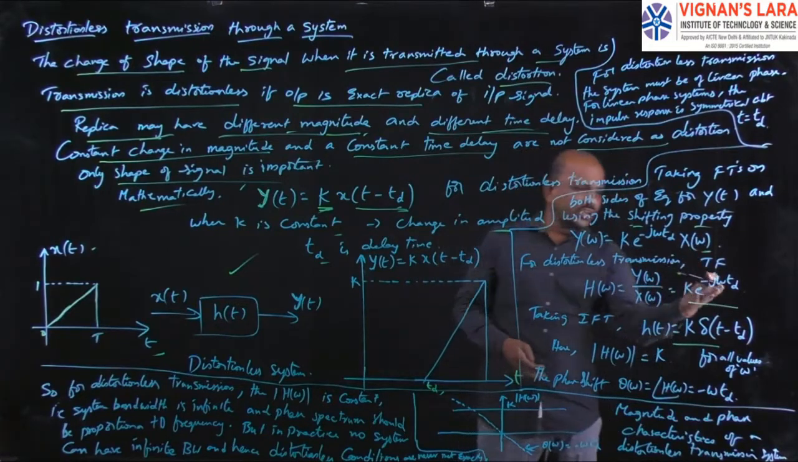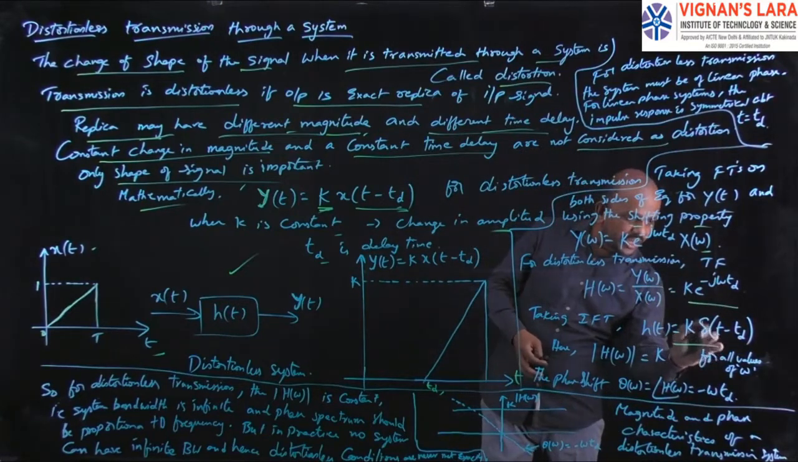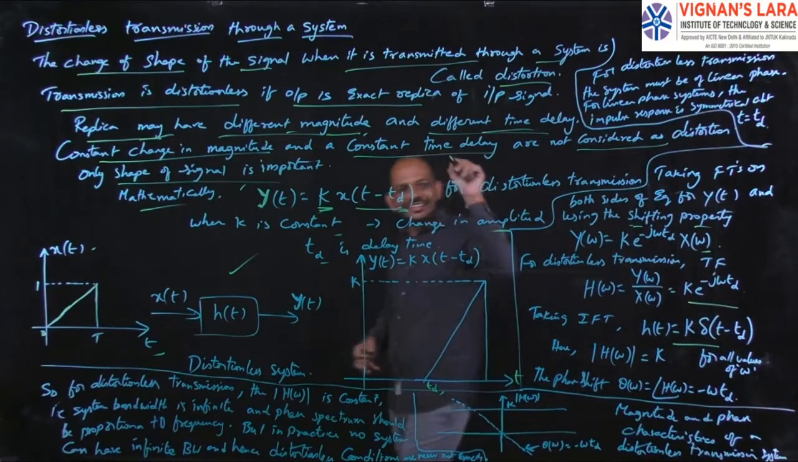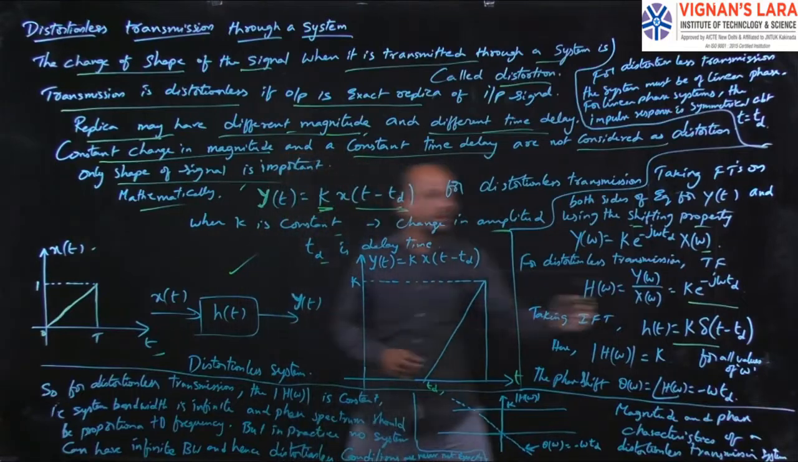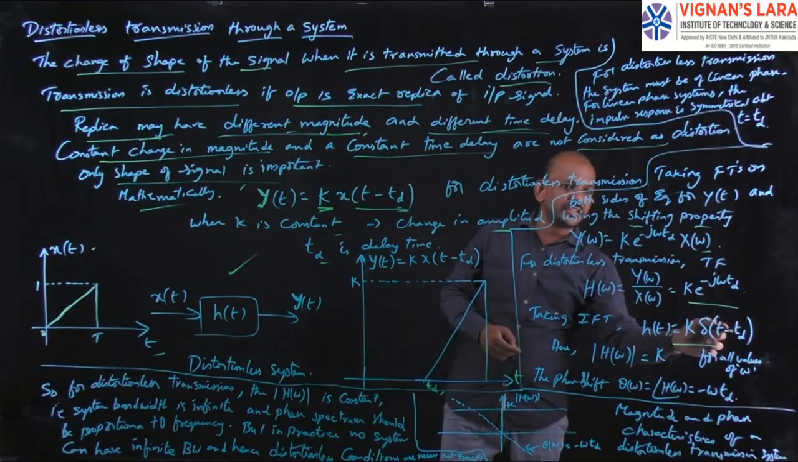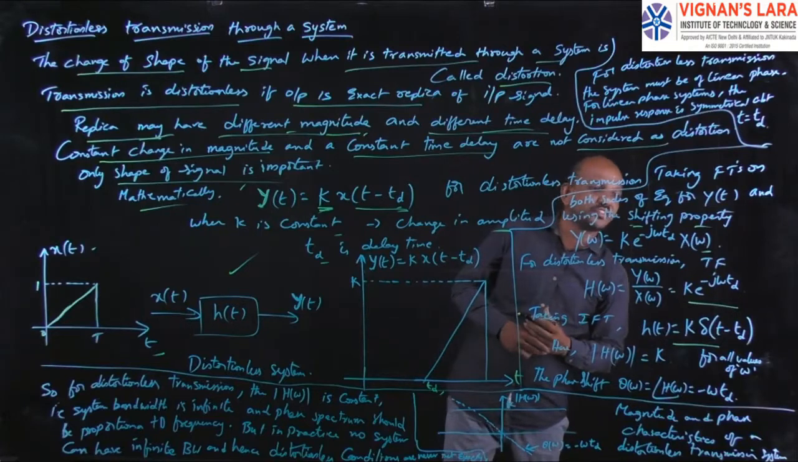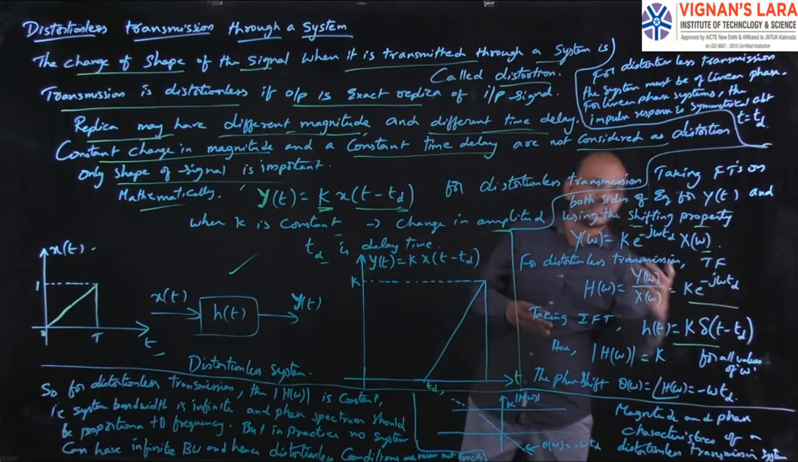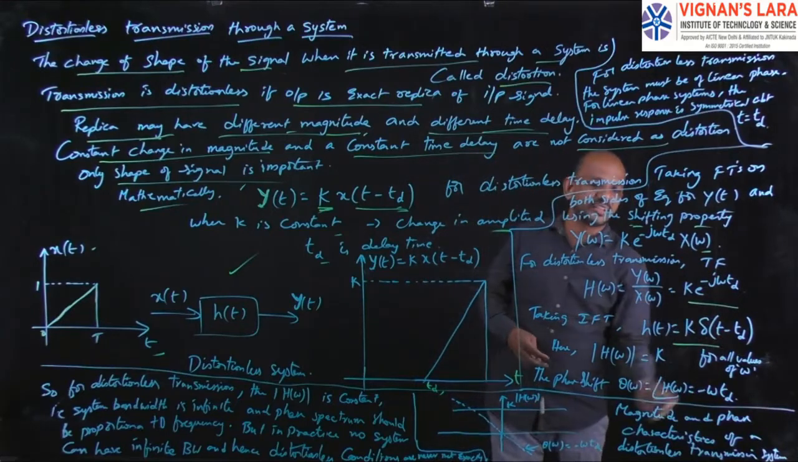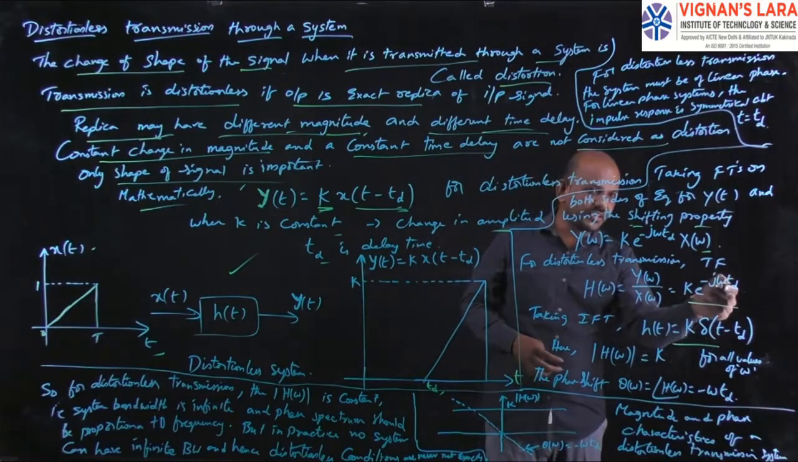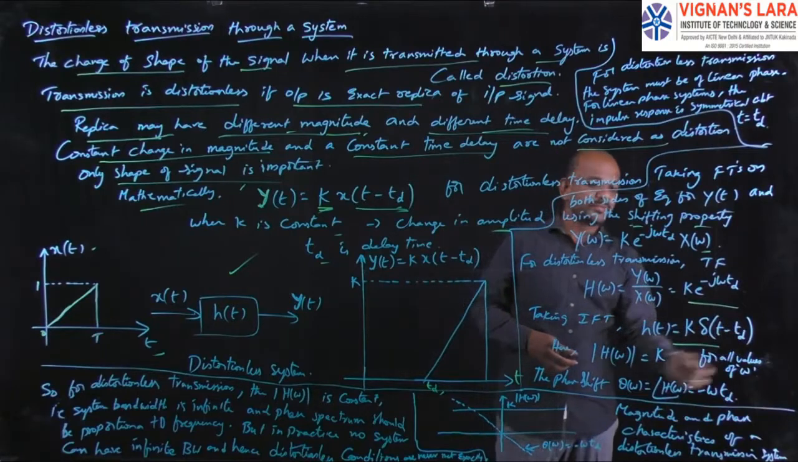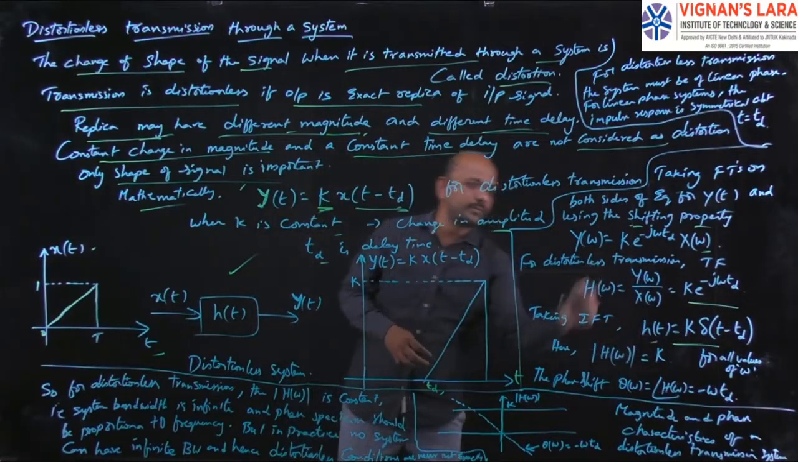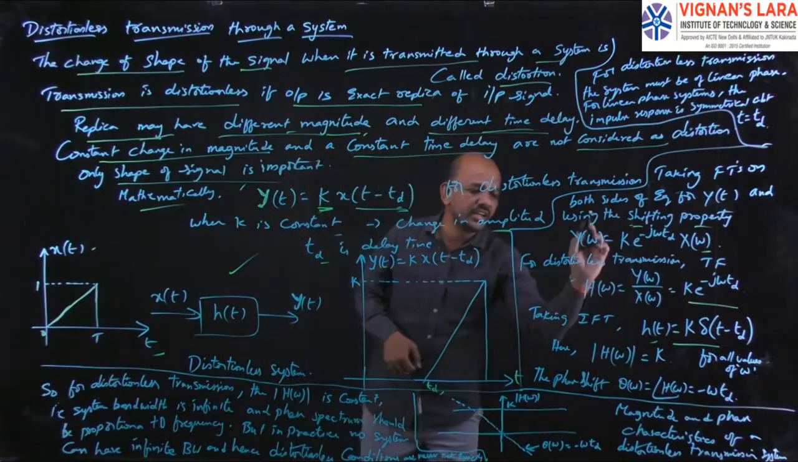The Fourier transform of delta of t minus td will be equal to e power minus j omega td. We all know the Fourier transform of delta of t minus td is e power minus j omega td. Hence, the inverse Fourier transform of e power minus j omega td will be equal to delta of t minus td. So h of t equals k into delta of t minus td. This can be obtained by applying the inverse Fourier transform to this H of omega.